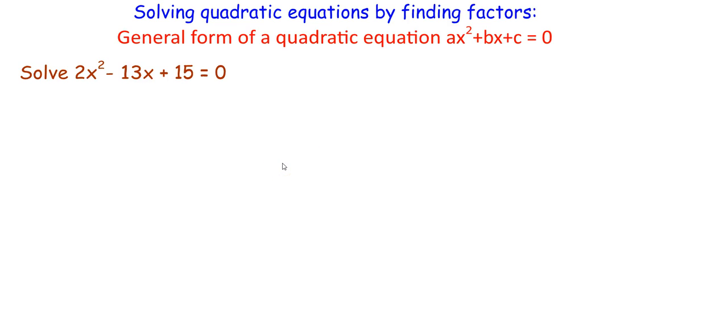Alright, let us learn how to solve quadratic equations by finding factors. We know the general form of a quadratic equation is ax² + bx + c = 0. So here the given problem is: solve 2x² − 13x + 15 = 0. That is, the question is, for what value of x does this whole expression 2x² − 13x + 15 become 0? That's what we are going to learn.